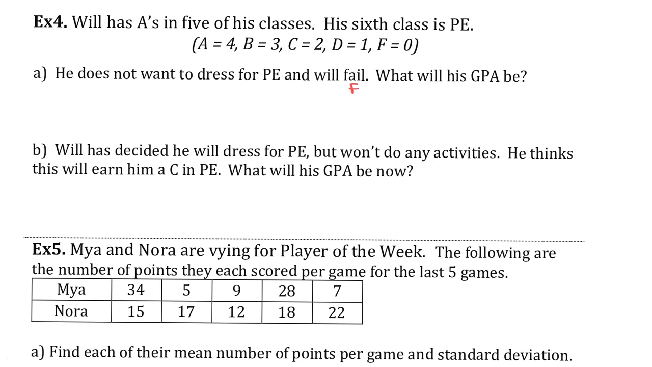Okay, so he's got 4 A's. No, he's got 5 A's. So he's got 5 A's and then he's got 1 F. And F is worth 0 and A is worth 4. So 5 times 4, 20 plus 0, 20, divided by how many classes does he have? Actually, let me label this. I'm going to label this GPA.